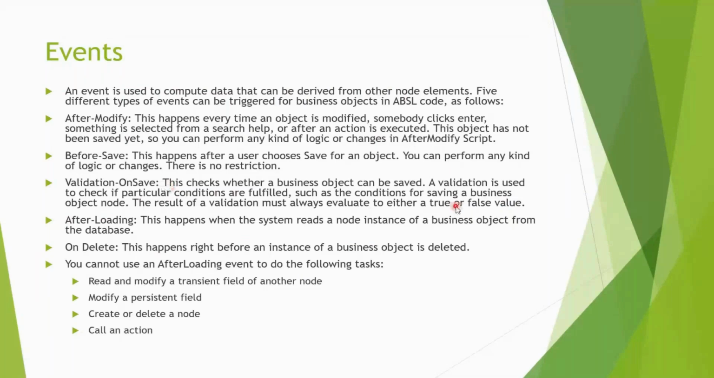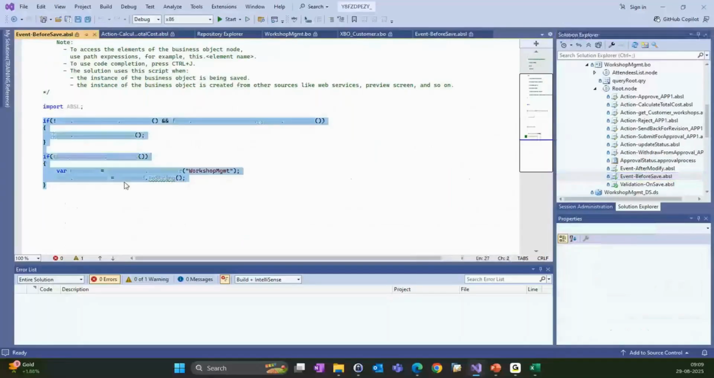What I mean is, in the event before save, we are not returning anything. We are updating this number ID, updating that value, and then calculating the cost here. Okay, I'll just show you an example. It would be better.